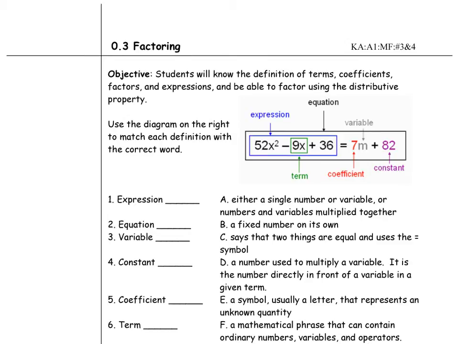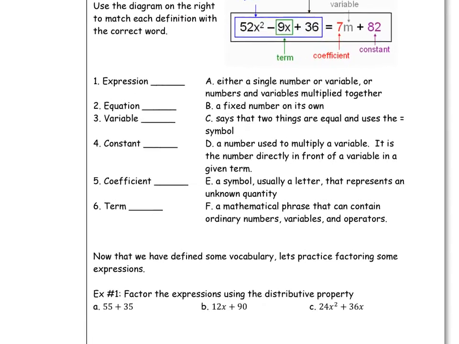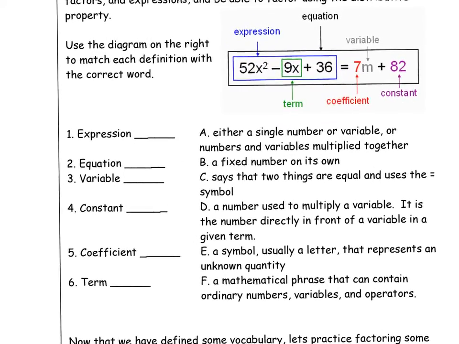All right, factoring objective. Students will know the definition of terms, coefficients, factors, and expressions, and be able to factor using the distributive property. Mainly, we're going to be doing the distributive property backwards. So I have this diagram here. Things are all labeled with pictures and arrows and everything. It says use the diagram to the right to match each definition with the correct word. So I want you guys to go ahead and try that.